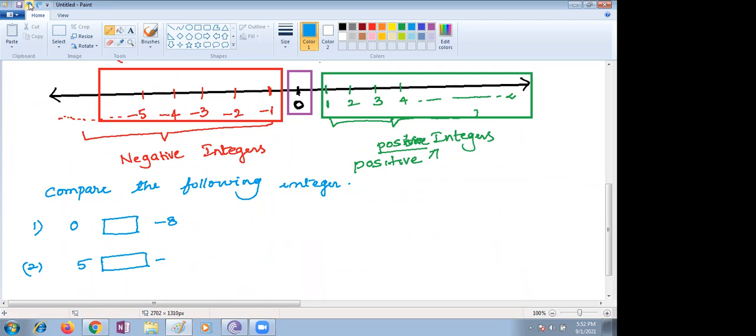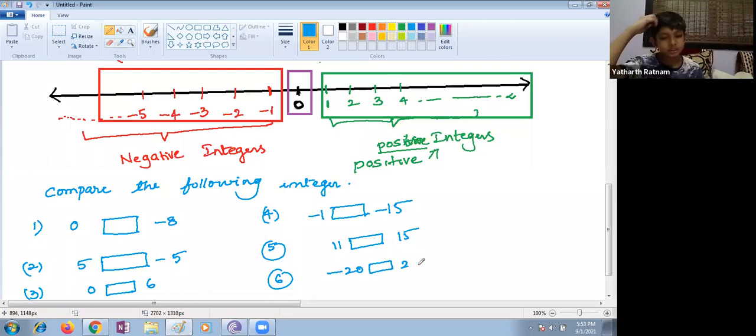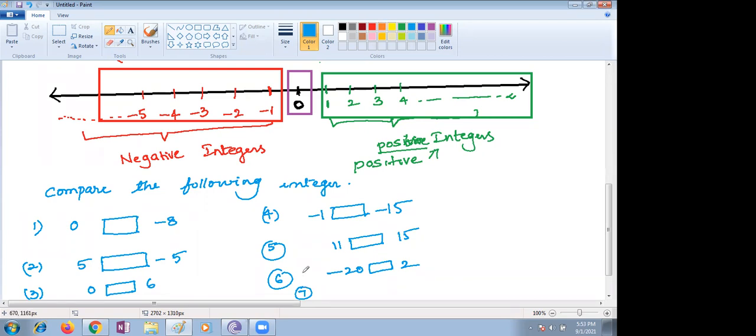Third question, 0 compared with 6. Fourth question, -1 compared with -15. The fifth is 11 compared with +15. The sixth is -20 compared with something. Ma'am, can we also write +0? Don't take the positive signs. If no sign is there, you can think of it as positive in the mind only. Now -10 compared with another -10.